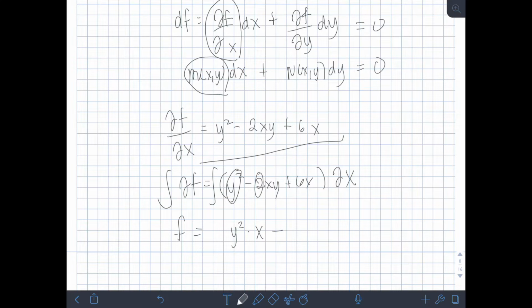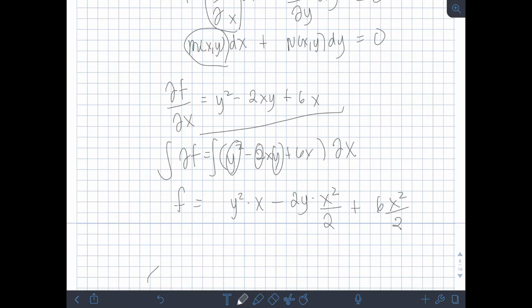Minus, this 2y is again constant, so I'll set it aside, multiplied by the integral of x, and by the power formula that is x squared over 2, right? Plus, the integral of 6x is 6x squared over 2, by the power formula for integrals. And then we have plus a constant, a function of y.